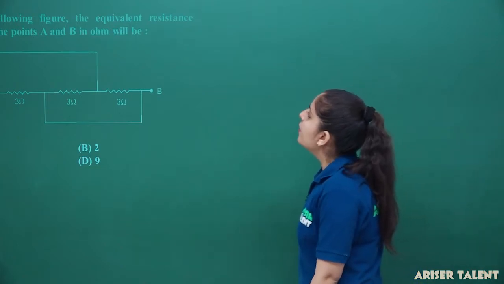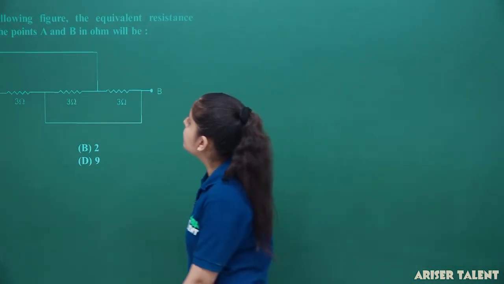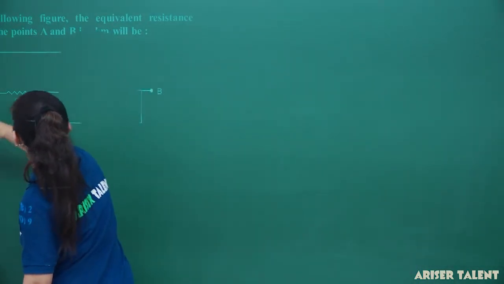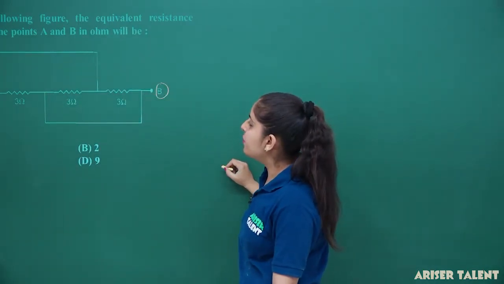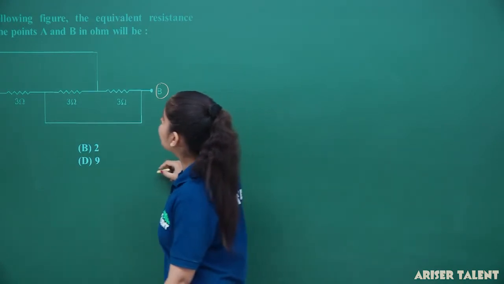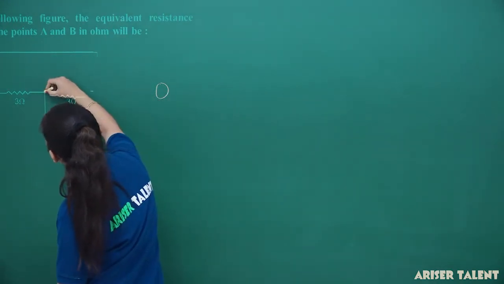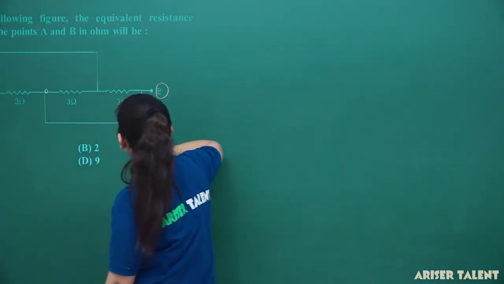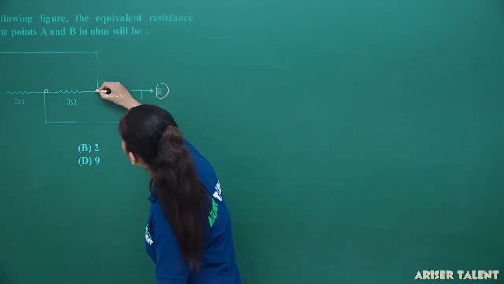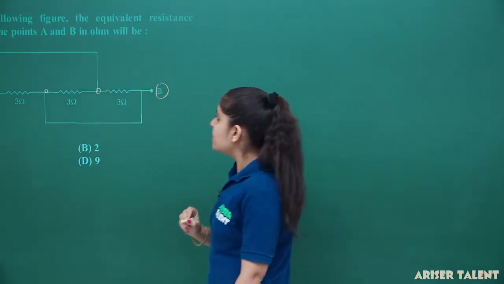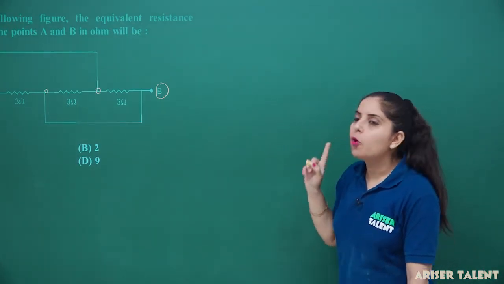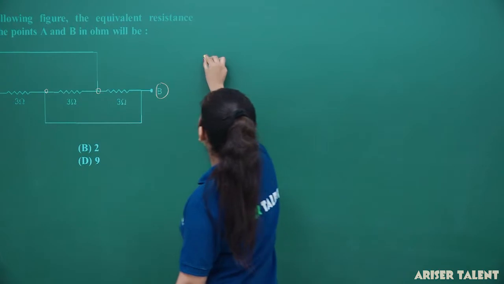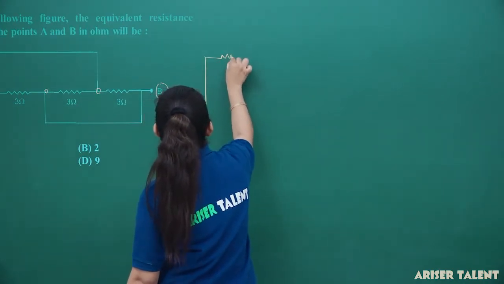In the following figure, you have to determine the equivalent resistance between point A and B. You can see that this is our 3 ohm and again this wire is connected from here. This is 3 ohm and again there is a separation of this wire from here. So we can say that 3 ohm and 3 ohm must be connected in parallel combination. So this circuit will be like this.